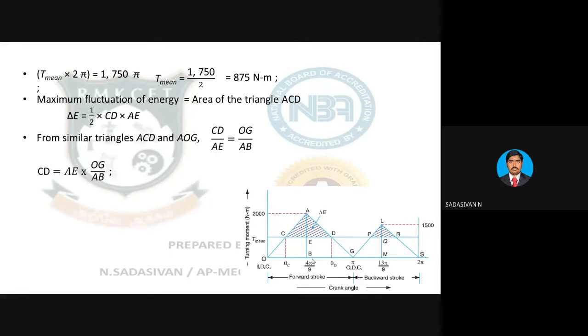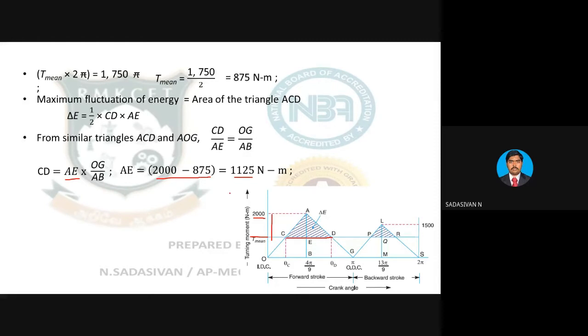Okay. So therefore CD equal to AE into OG by OB, cross multiply. The only unknown thing here is this base length. This is what I am trying to find out. Keep that on the left side, and bring all other things to the right side. So AE, this height: the mean torque is 875, the peak is 2000. Subtract it. So 2000 minus 875 is 1125. Okay.